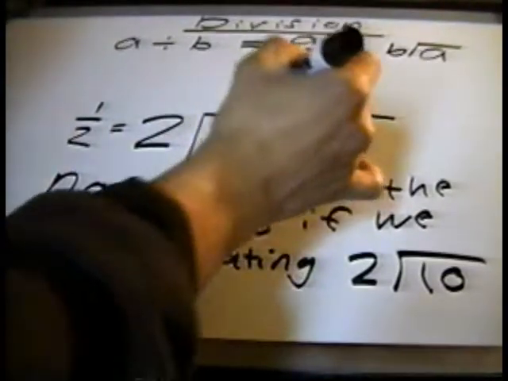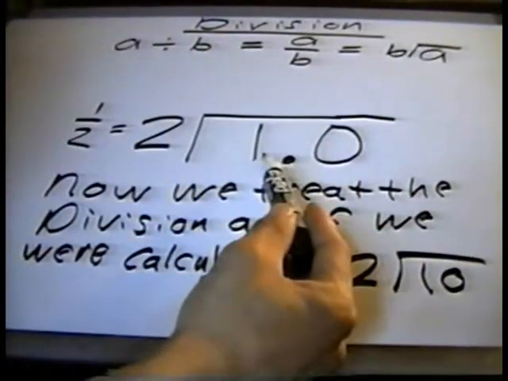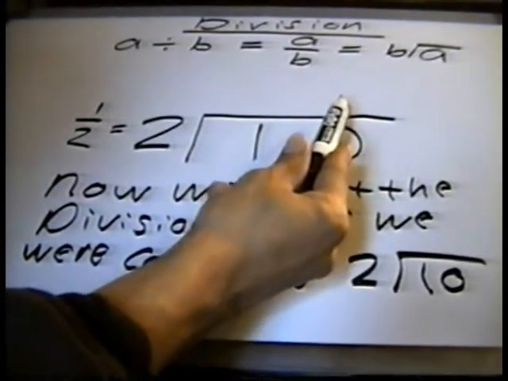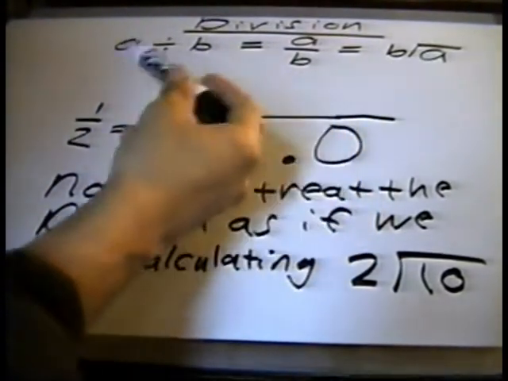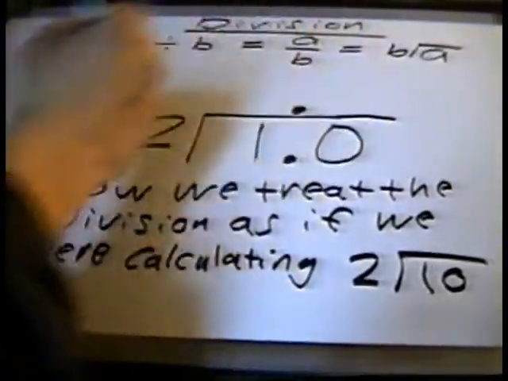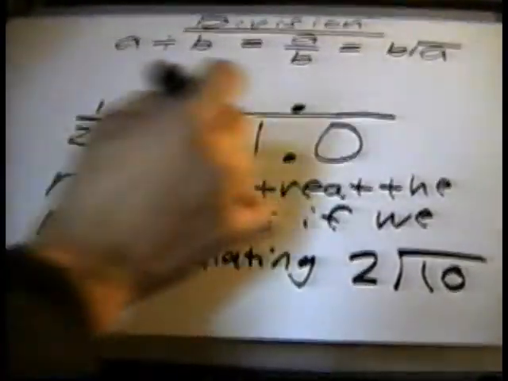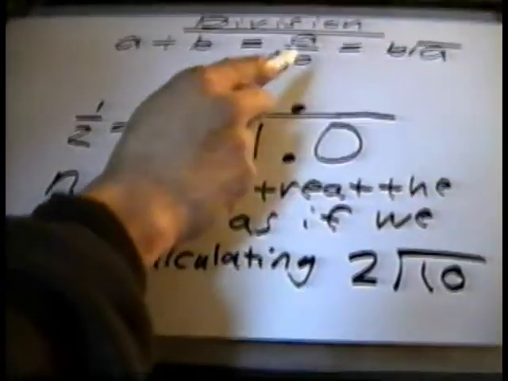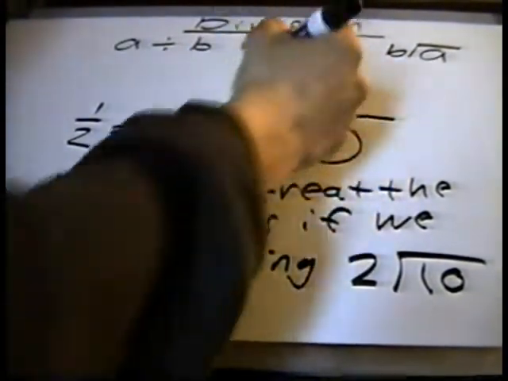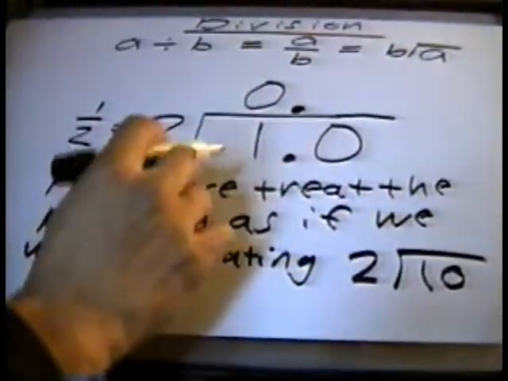So 2 goes into 10 5 times. And we place this on top of the division bar. Since 2 goes into 10 5 times, we're going to place a 5 above in the 1's place. Or in the 10th place, actually. Excuse me. This will be the 10th place. We place a 0 in the 1's place.